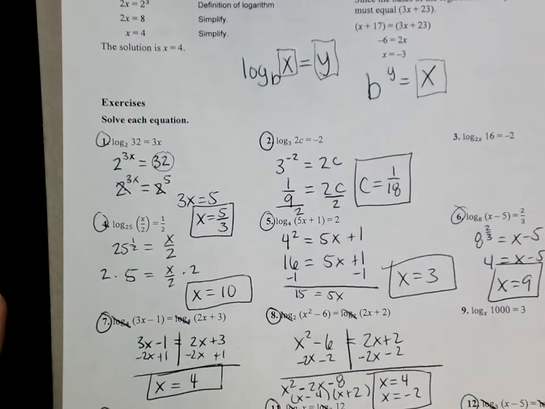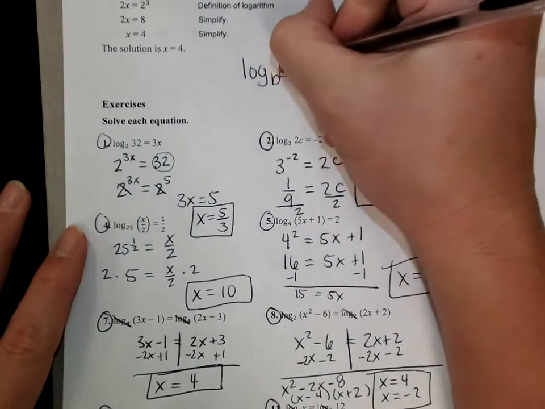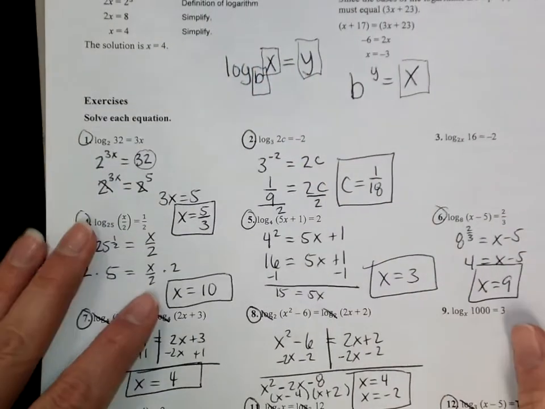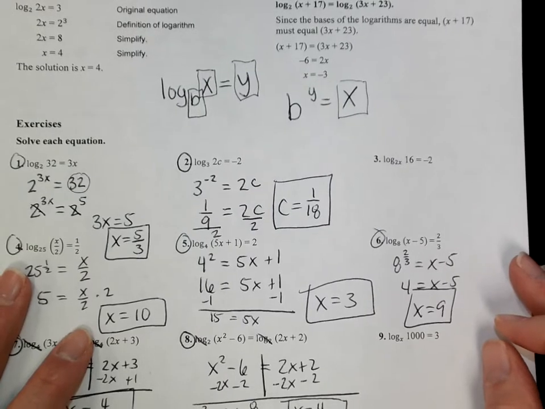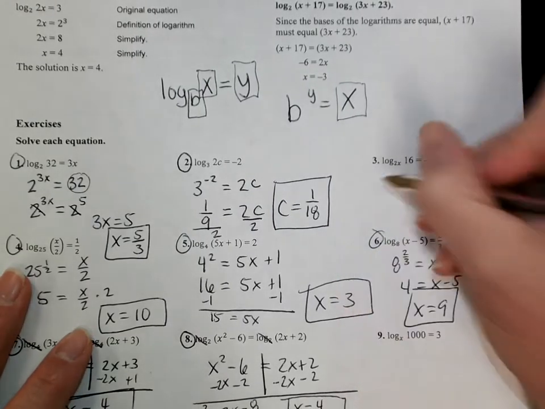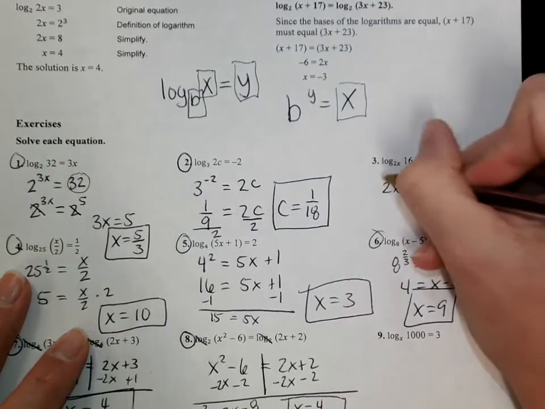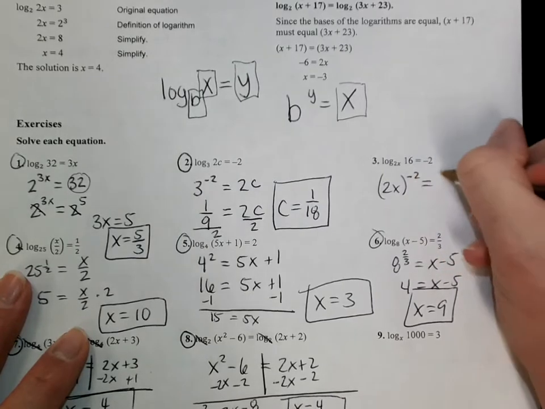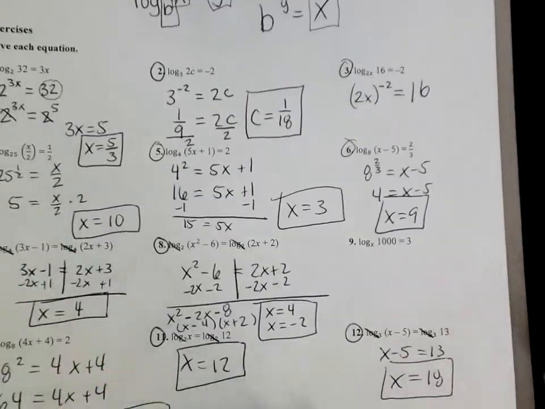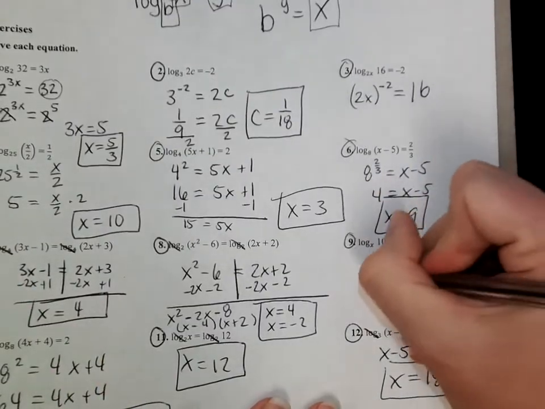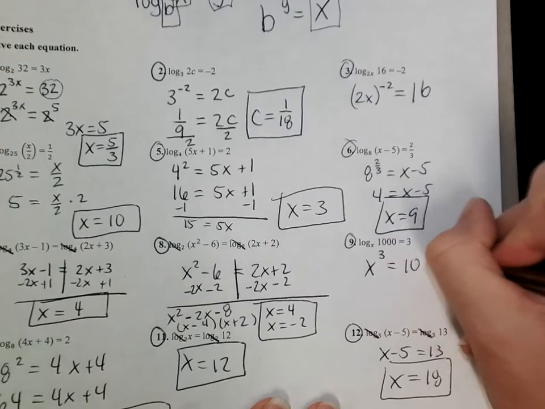Okay. Our last type, when you're solving for the b. So let's do that one here. When I rewrite this one, that's 2x to the negative second power equals 16. So this one's going to be annoying because it's a negative second. Let me actually work this one down here first, number 9. This gives me x to the third power equals 1,000.